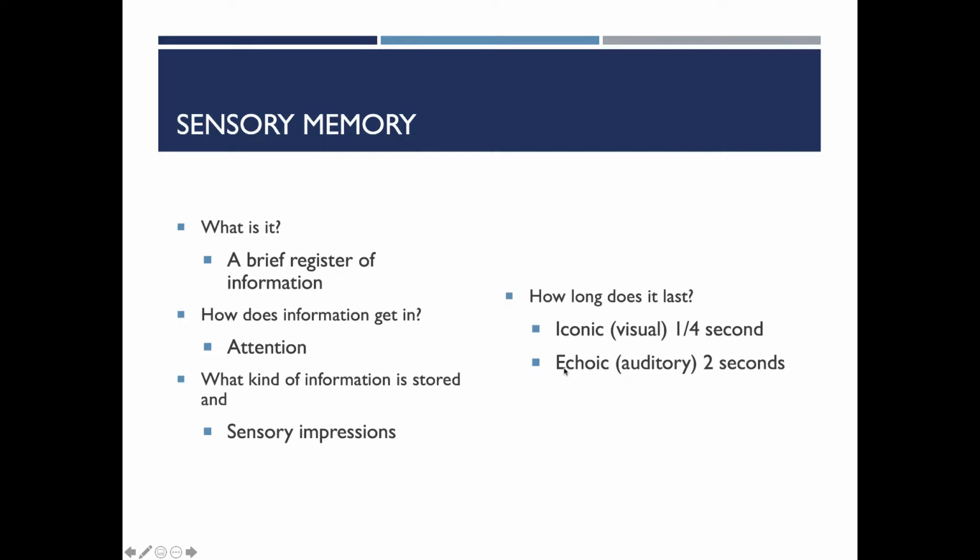Now, echoic memory, this is information just like echoes, it's auditory, and it lasts about 2 seconds. If you've ever had somebody talk to you and then they say, I asked you, what do you want to eat? And you realize that you hadn't been listening to them, but you could go back in time 2 seconds and grab the last thing you heard, which was eat.